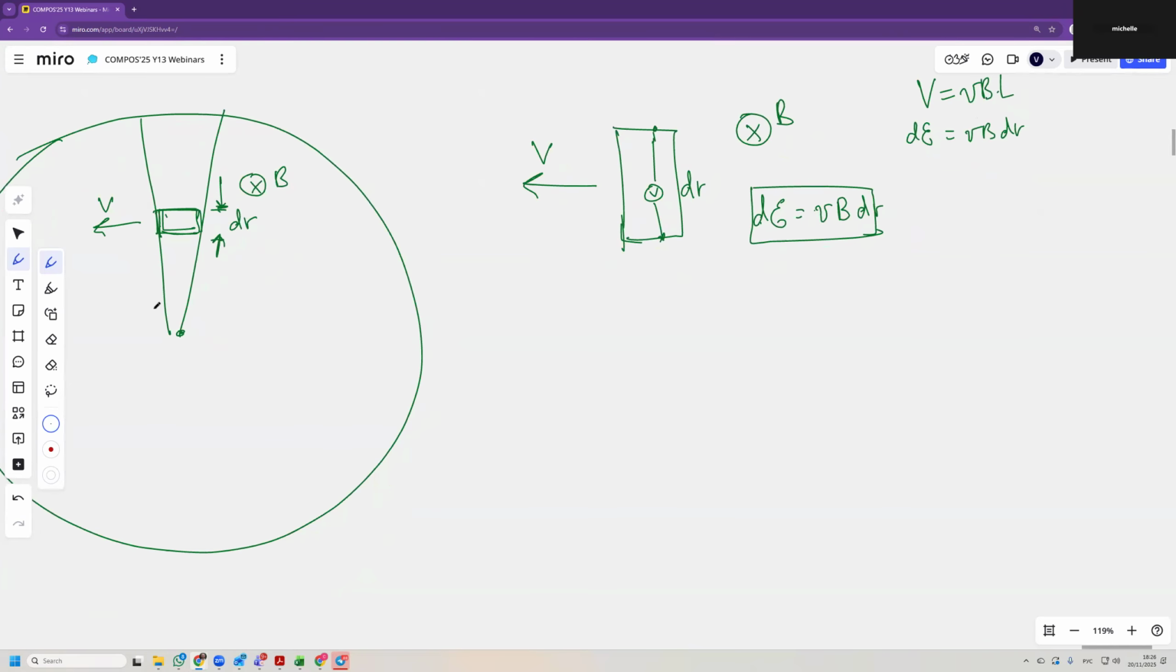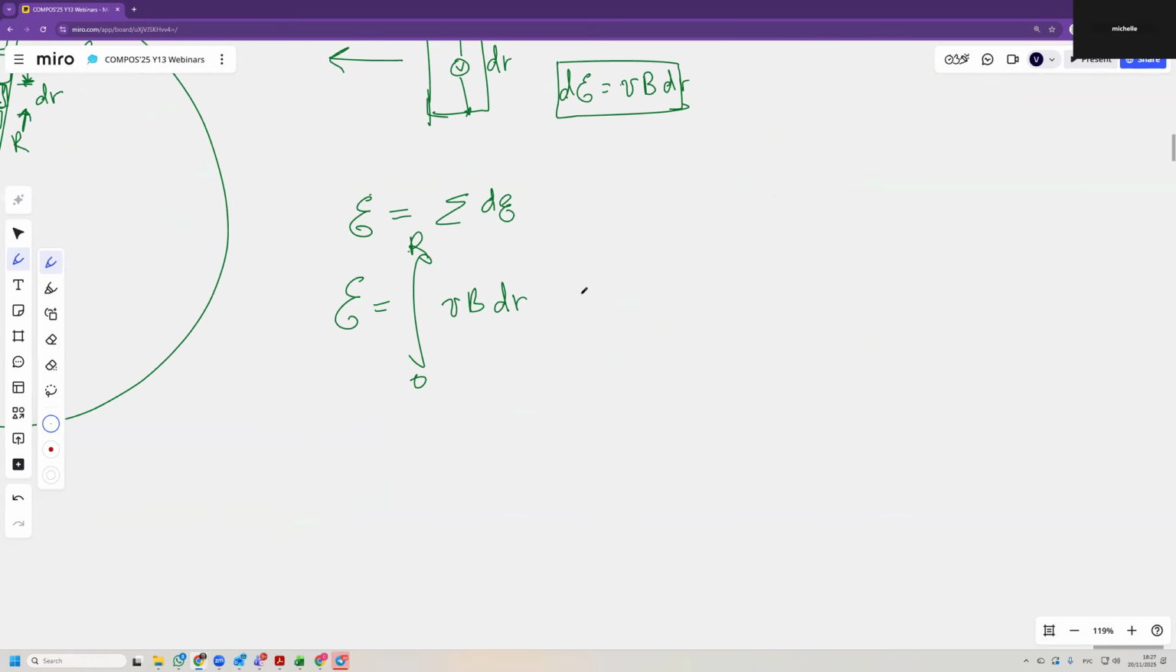Now we need to add, because we can think of this section as consisting of multiple wires of length dr. That means that the EMF is the sum of the small EMFs. Or in other words, EMF is the integral from 0 to r, where r is the radius of the disk, of v B dr.